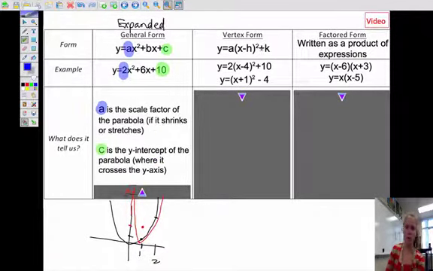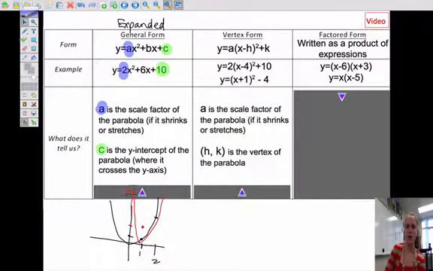Vertex form, if you can kind of tell by the name, it's going to give us the vertex of the parabola. Okay. Again, though, we still have a as our scale factor. If there is no number in front, that's just 1. So our scale factor is 1, and it has the same width of a parabola as the parent function.